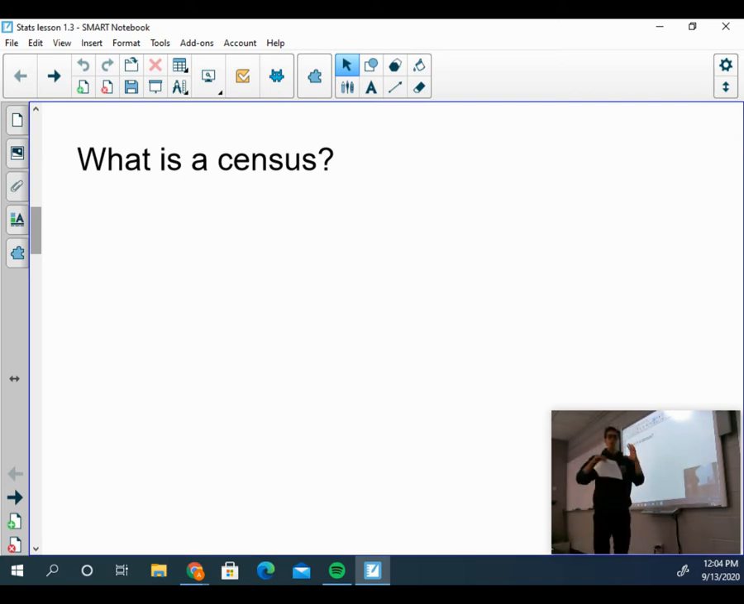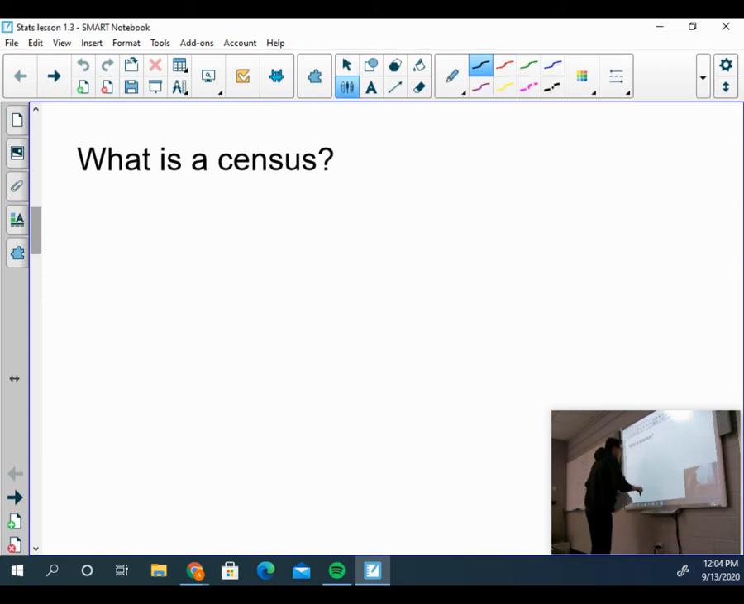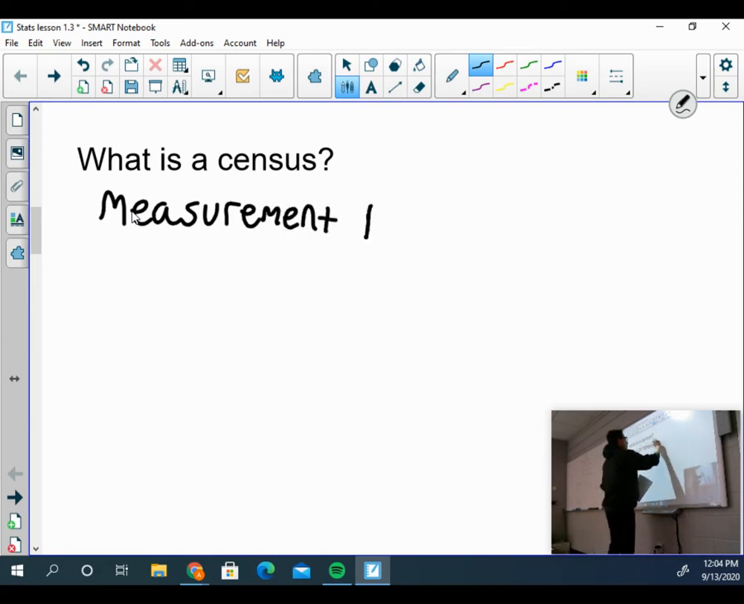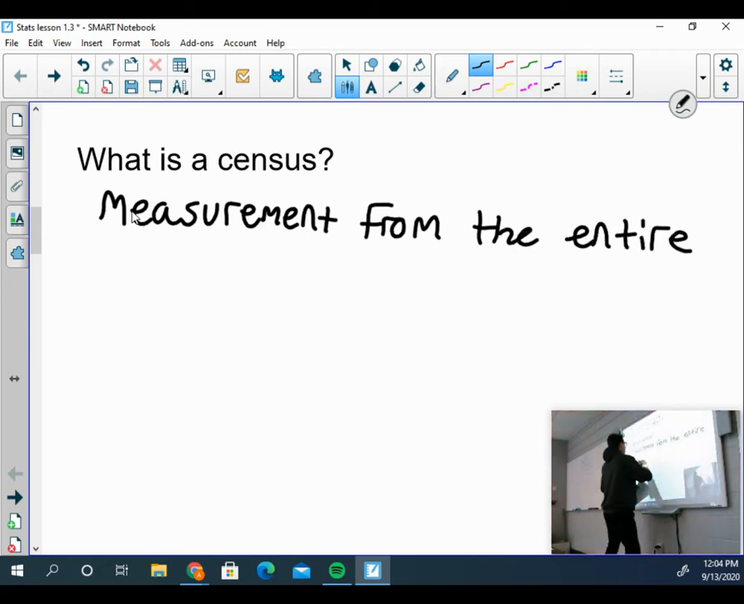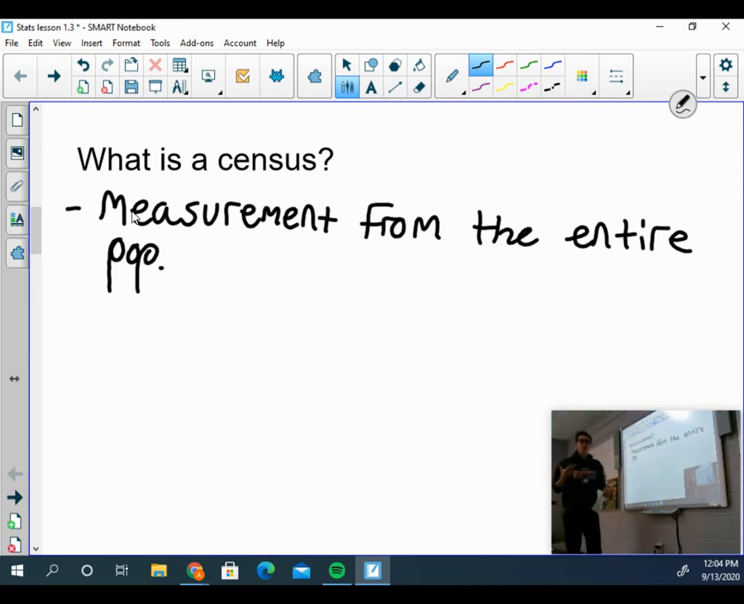Now, where does this fit into our grand scheme of stuff? Well, a census is a measurement from the entire population. A measurement from the entire population. Okay, so where does this fit in the grand scheme of things? Well, when I'm setting up my experiment or study or whatever you want to call it, I need to figure out who I'm collecting data from, but also how much, right?